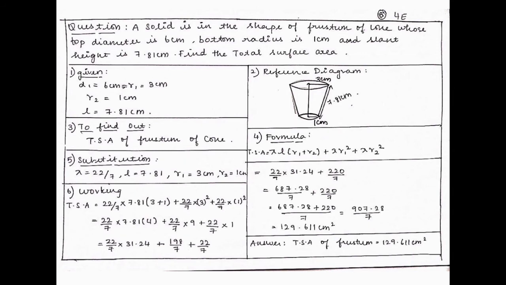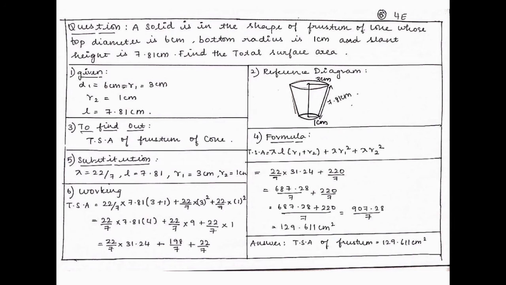So diameter d1 is equal to 6 centimeter and the radius is diameter divided by 2, which is 6 by 2 is equal to 3 centimeter, and the r2 is equal to 1 centimeter. So L slant height is 7.81 centimeter, and this is the reference diagram of that question. So now we have to find out the TSA of a frustum of cone. So the formula to find the TSA is pi L into r1 plus r2 plus pi r1 square plus pi r2 square.